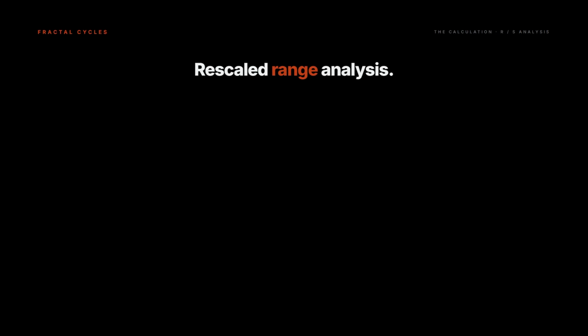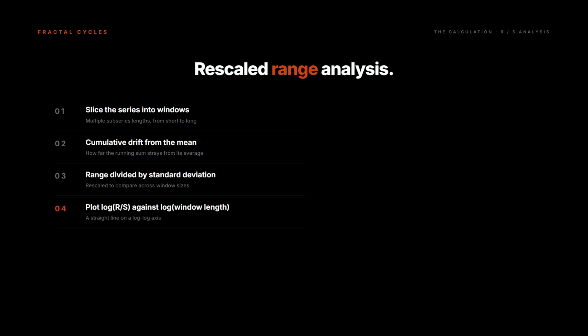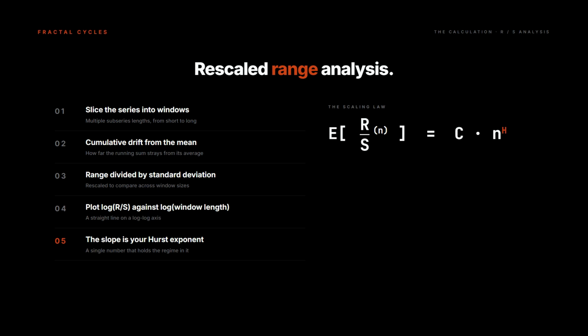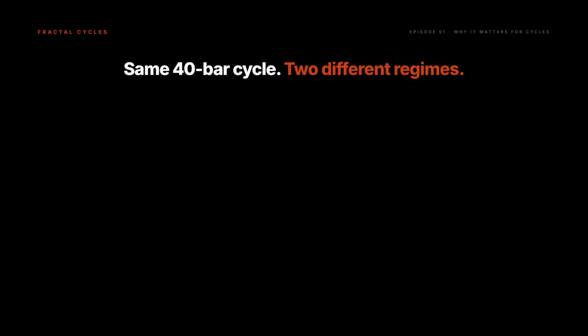The calculation is called Rescaled Range analysis. You slice the series into windows, measure how far cumulative returns drift from the mean, divide that range by the standard deviation, then look at how the result scales as your window grows. The slope of that scaling is the Hurst exponent. It's the same statistic, regardless of whether a paper calls it the Hurst coefficient, the Hurst index, or the Hurst parameter. This is also why the Hurst exponent matters for cycle analysis.